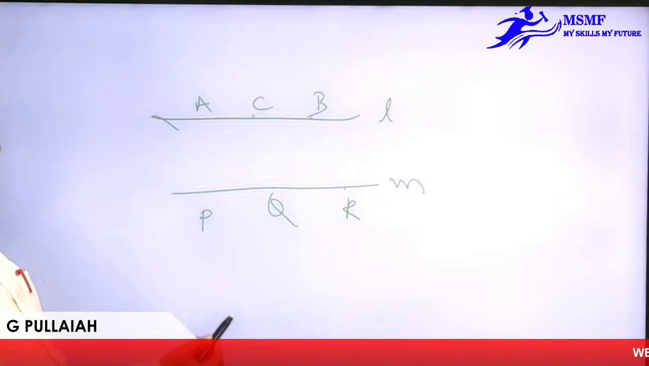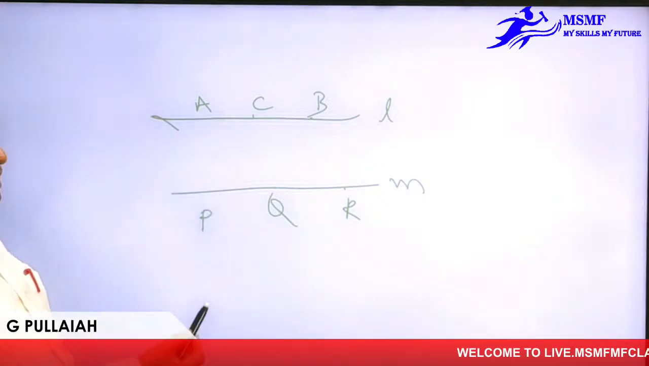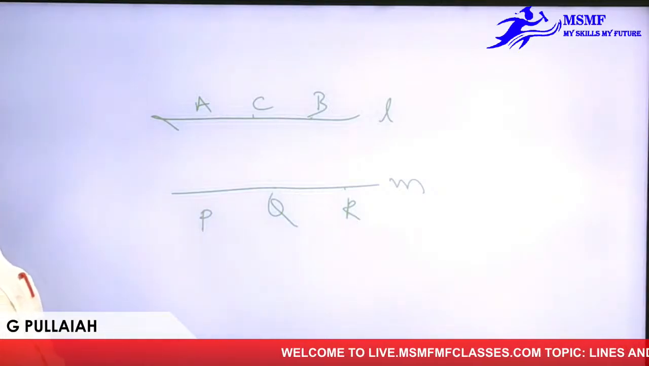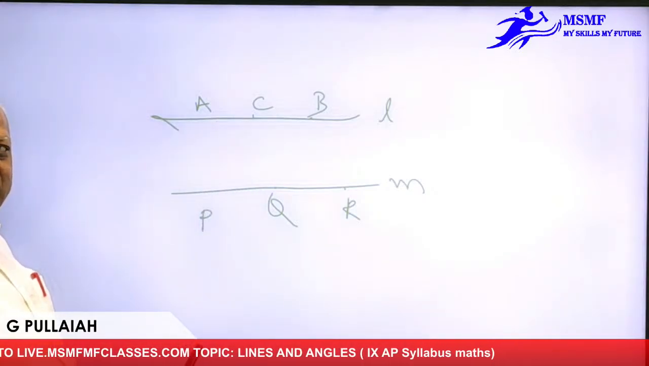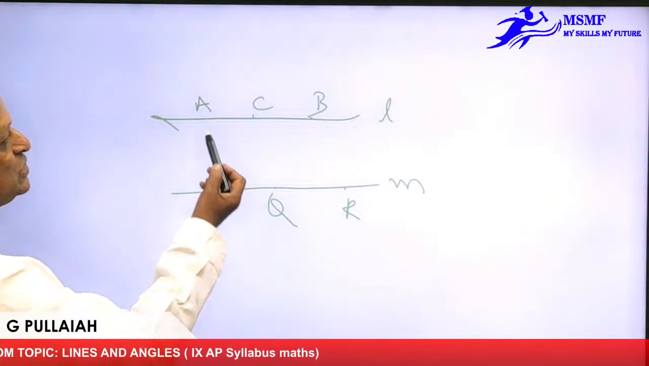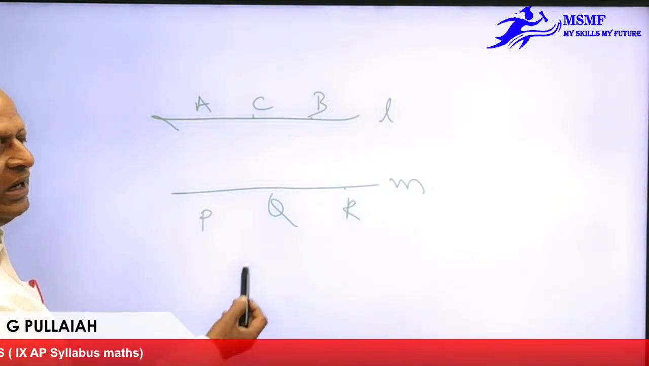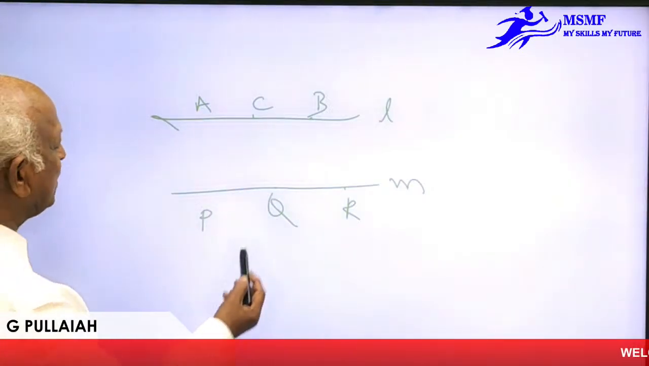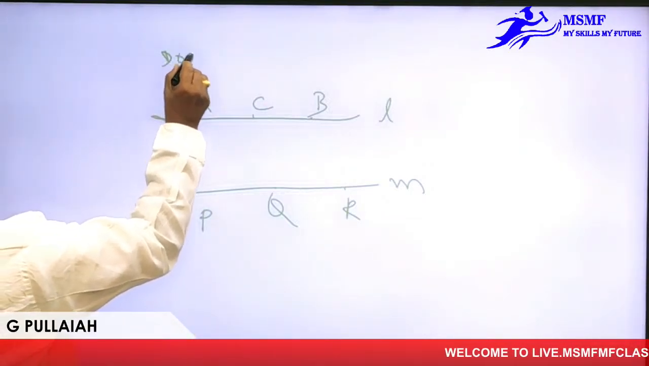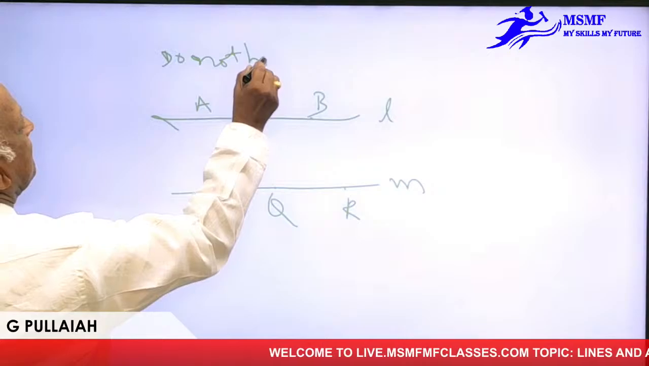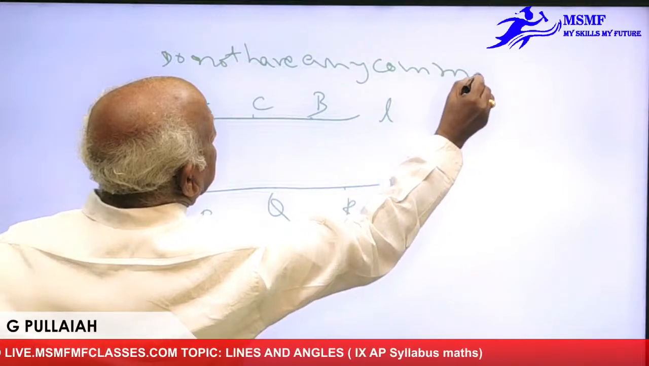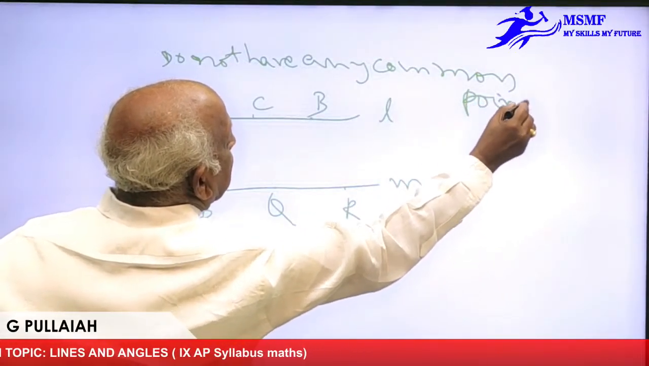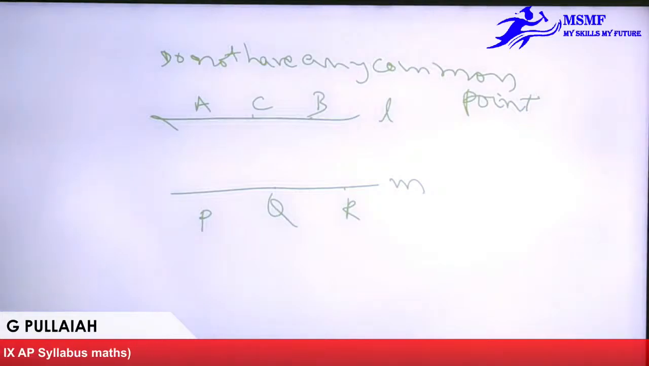Remember very carefully, none of the points of L belong to M. Similarly, none of the points of M belong to L. What does it indicate? It indicates that these two lines do not have any common point. Clear? I told you what a line is.